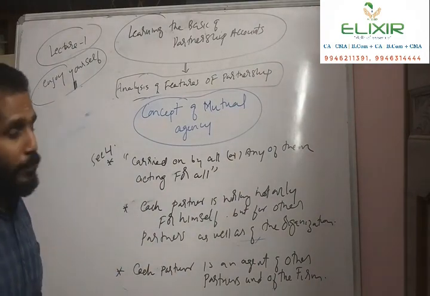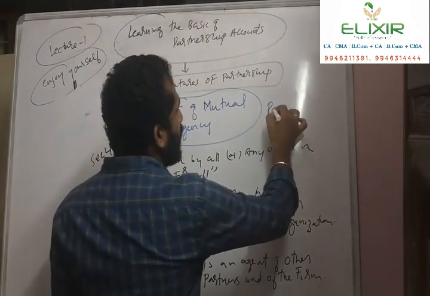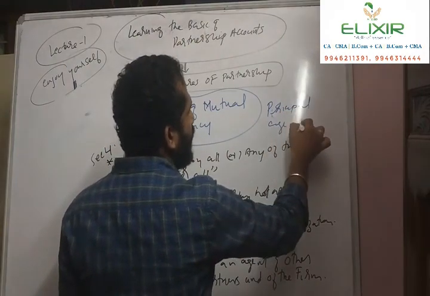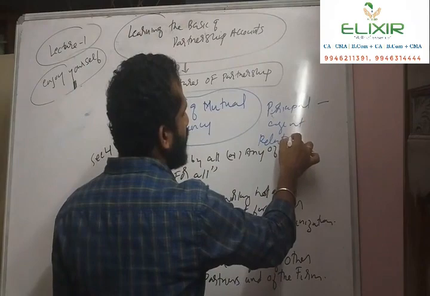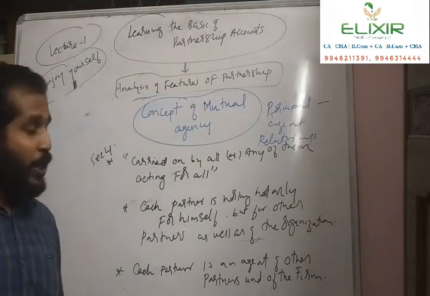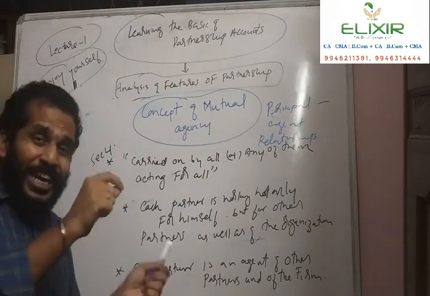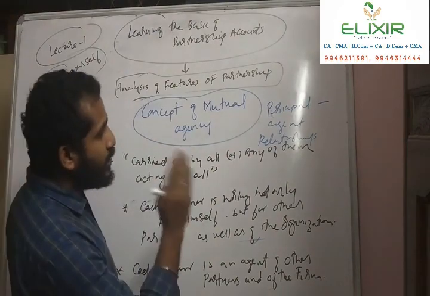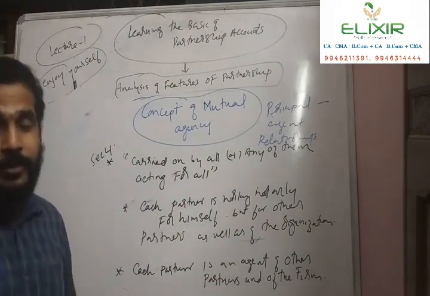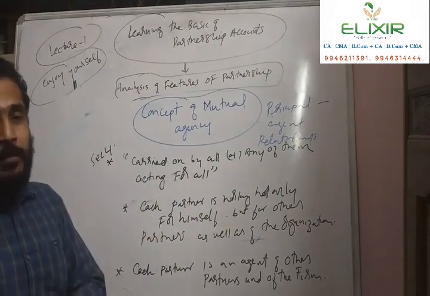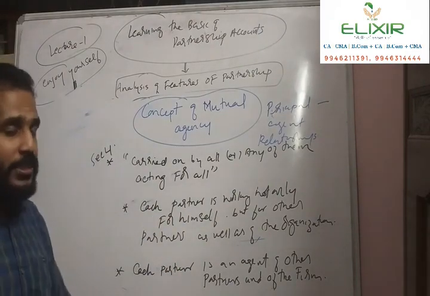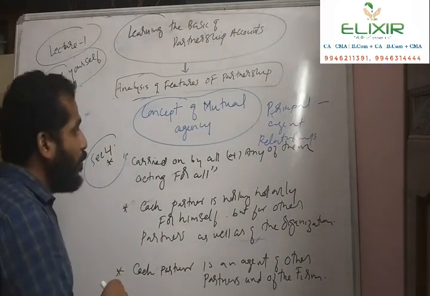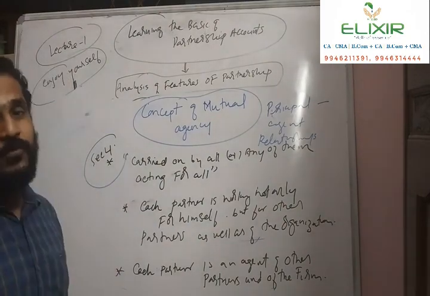To conclude this point, there exists a principal agent relationship between the partners and between each partner and the partnership business. This is the concept of mutual agency, which is derived from section 4. The business is carried on by all or any of them acting for all.